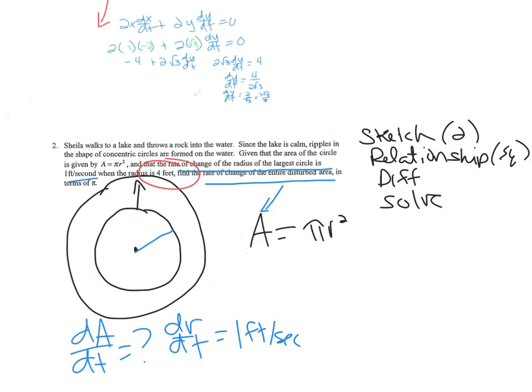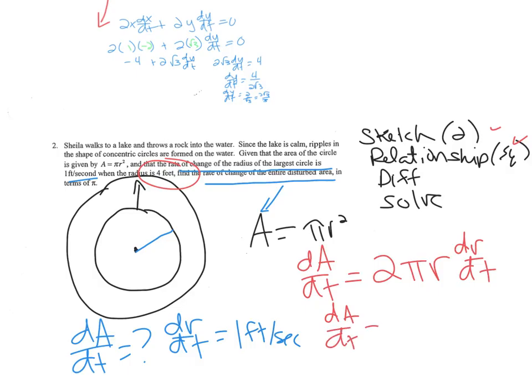So what am I going to do here? Well, I've made my sketch. I was told that the relationship was the area. I'm going to differentiate, and the derivative of A with respect to time will be dA/dt. Now pi is a constant. You wouldn't treat that any differently than you would any other number. So I'm just going to keep that there, and I'm going to call this 2 pi r dr/dt. And now remember, I'm looking for dA/dt. So let's leave that alone, and let's plug in everything else that we know.